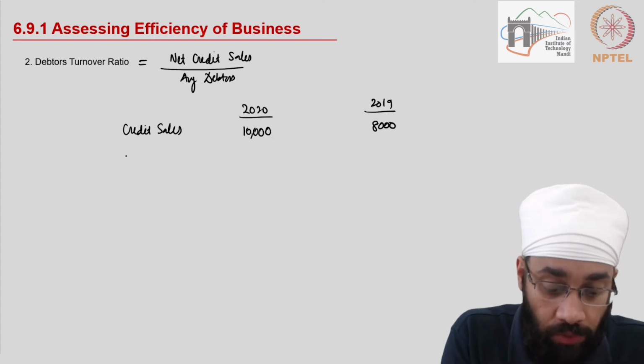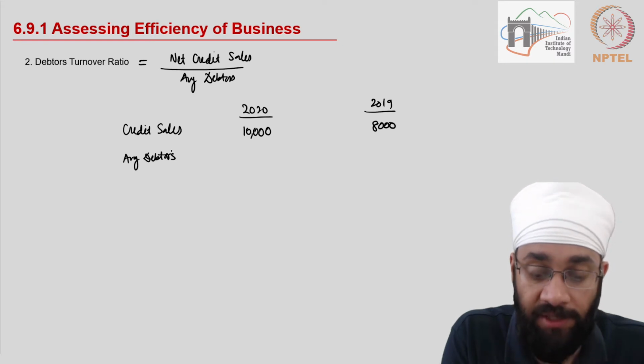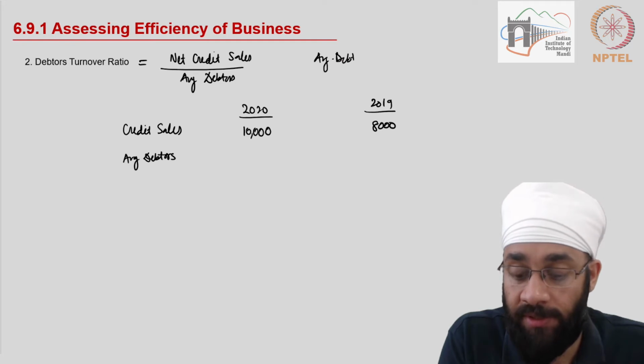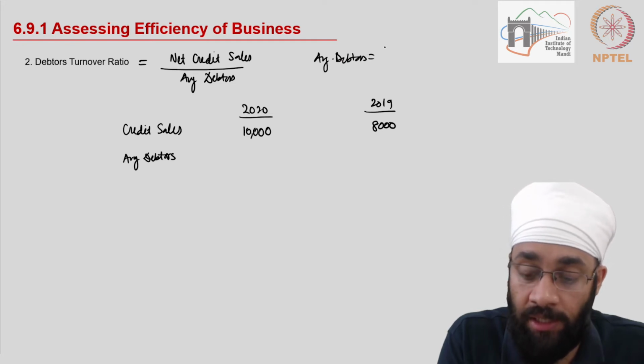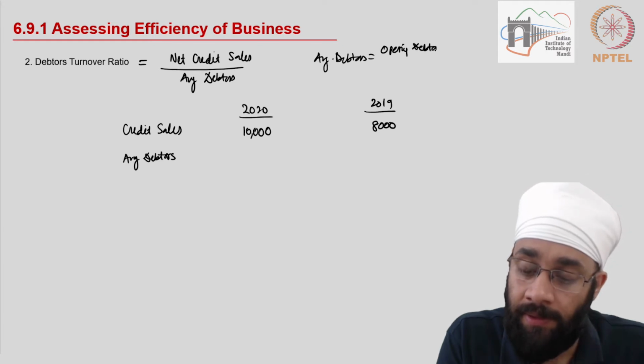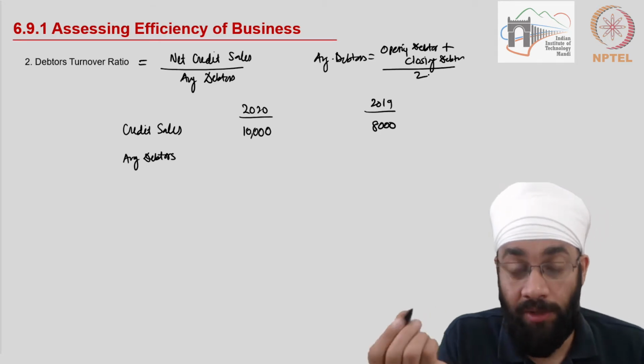8,000. Now you need to worry about average debtors. In order to figure out average debtors, you need opening debtors and closing debtors. So average debtors are equal to opening debtors plus the closing debtors divided by 2.